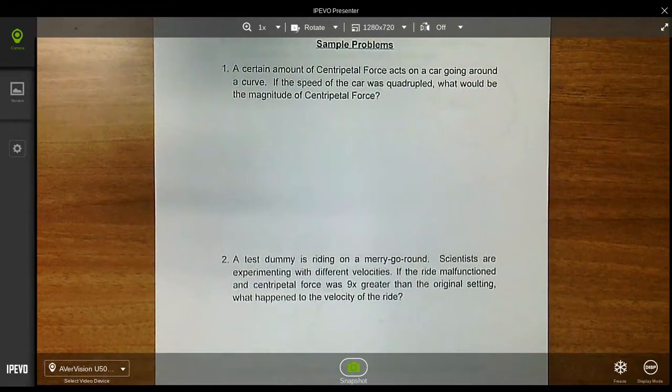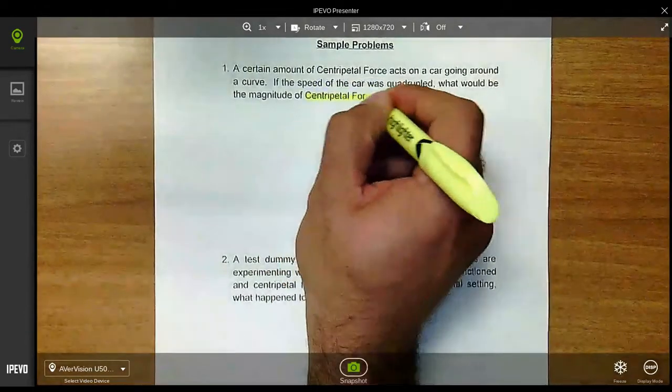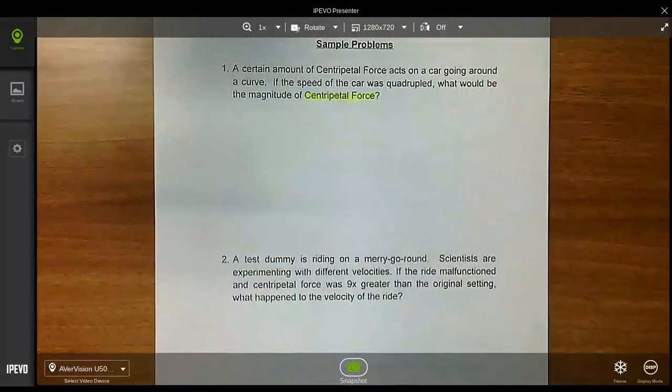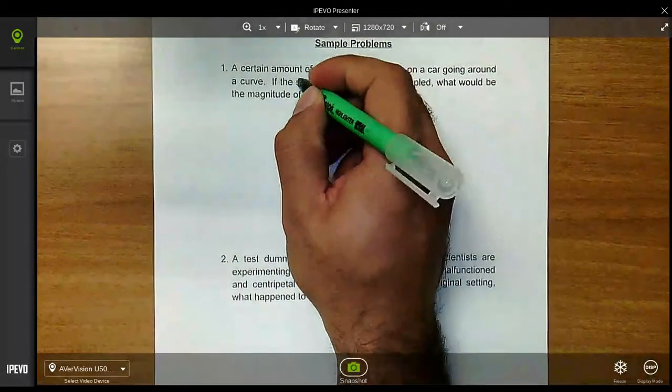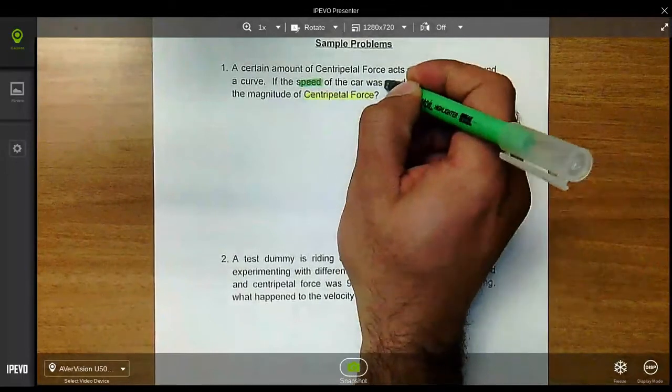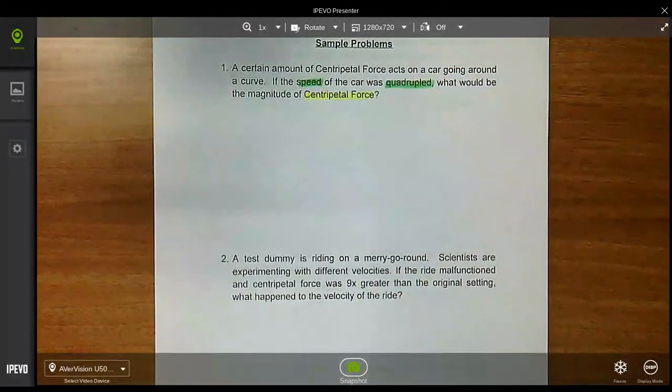A certain amount of centripetal force acts on a car around a curve. If the speed of the car was quadrupled, what would be the magnitude of the centripetal force? So the question is asking for us to find centripetal force. And what's changing here is the speed being quadrupled, or the tangent velocity being quadrupled. So notice that we don't have any other numerical values, and these are the ones that you get to choose what it should be, or you select your own values. And this is what I mean by they are super easy as long as you follow a basic trick.